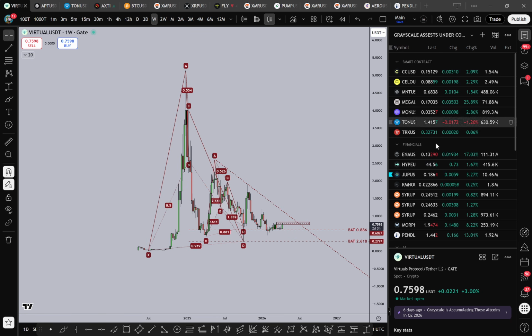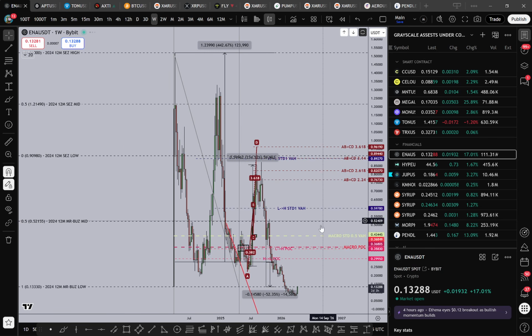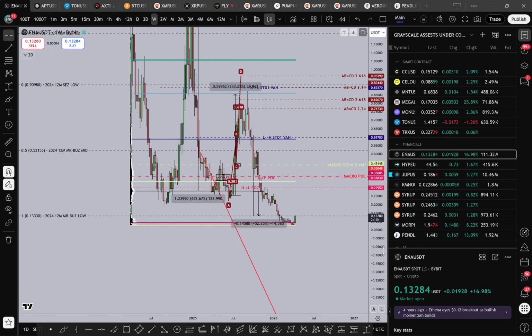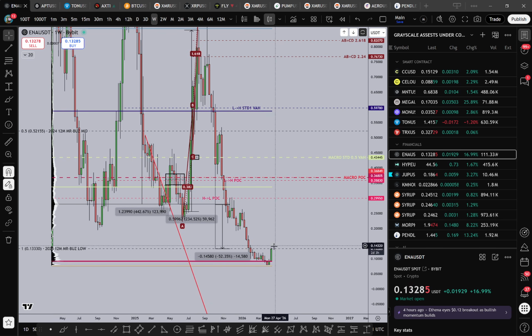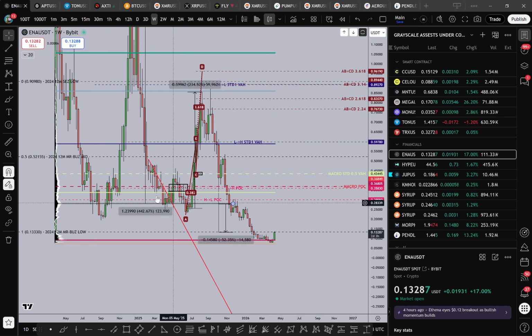I think I've already shared this list with you guys, but these are Grayscale assets under consideration. ENA, I'm very interested in above 0.13. I'm very interested in getting back in this. We murked this coin last cycle, right? Absolutely killed it. I want to run this back if we get above this.